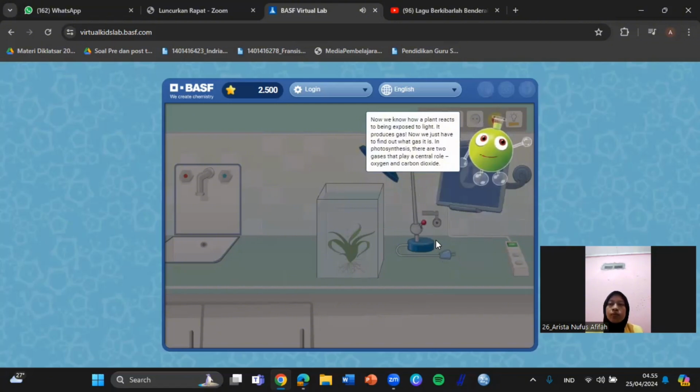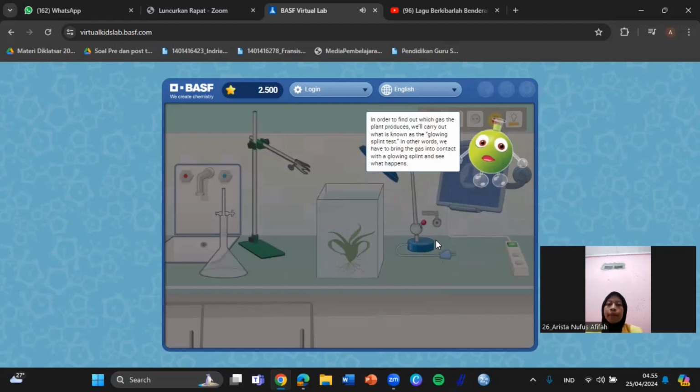In photosynthesis, there are two gases that play a central role: oxygen and carbon dioxide. In order to find out which gas the plant produces, we'll carry out what is known as the glowing splint test. In other words, we have to bring the gas into contact with a glowing splint and see what happens. The first thing we need to do is to collect and capture the gas that is produced. Think about what objects we could use for that.